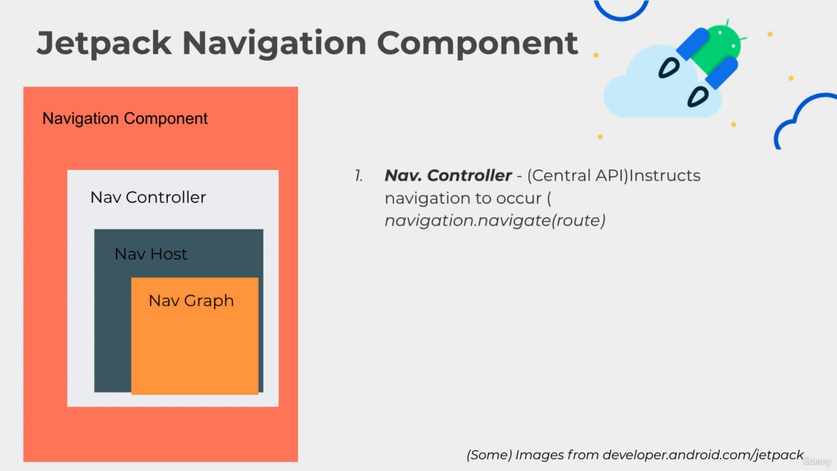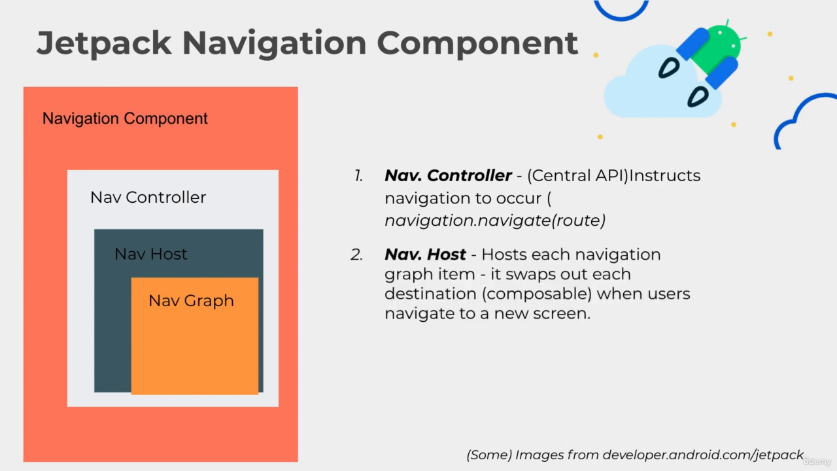So let's look at what a nav controller is. A nav controller is the central API of the navigation component. This class instructs navigation to occur. This controller, as the name implies, controls, so it instructs. It has instructions to say go and navigate to route X. And the navigation host, as the name implies, hosts each navigation graph item, meaning it swaps out each destination, which in our case could be an activity or a composable. That happens when, for instance, users navigate to a new screen.